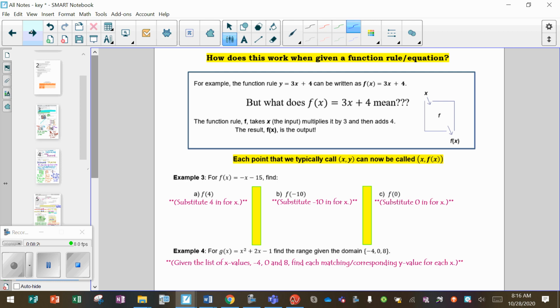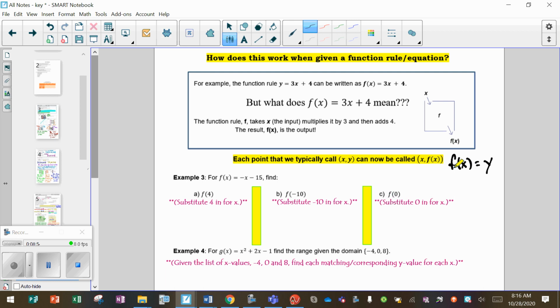Well, basically what you're going to do is plug the number into the equation and then go to your calculator and do the calculation, or maybe mental math if it's a simple function or a simple equation. So let's do a couple of these. Each point we typically call x, y. Because the y value is using now a new notation, we can call it x comma f of x, because f of x is the same thing as y.